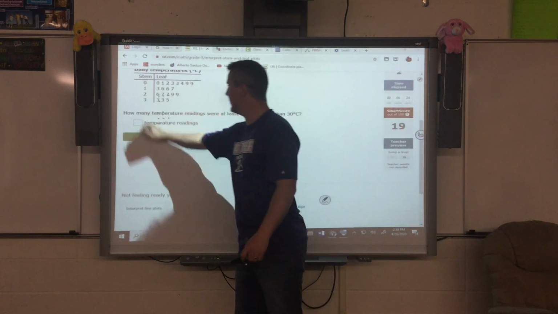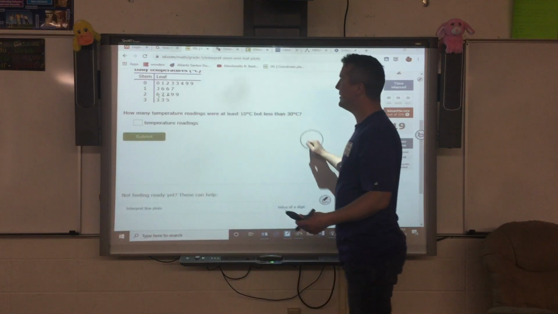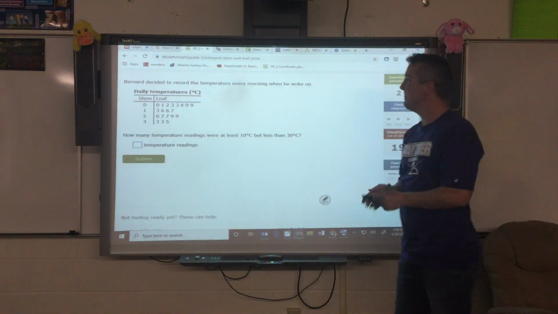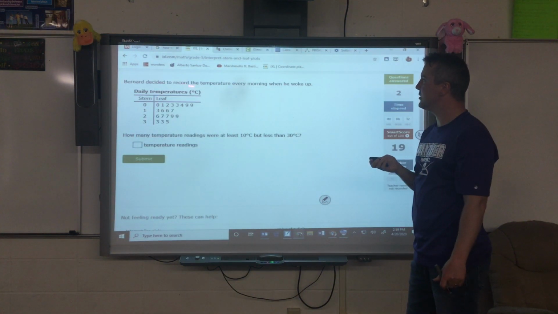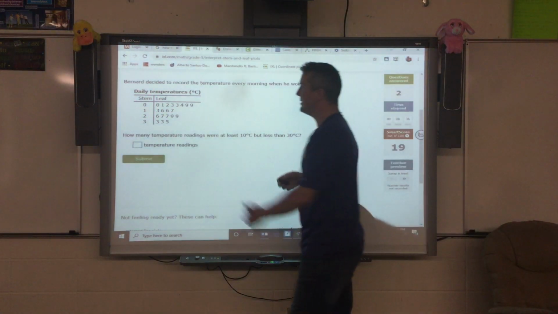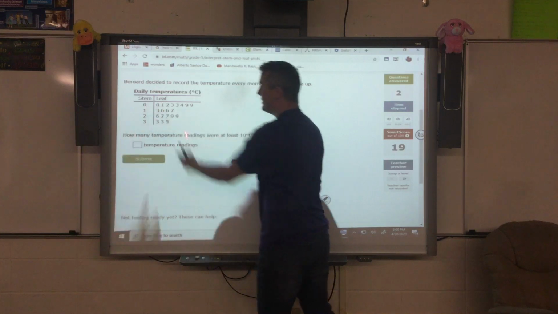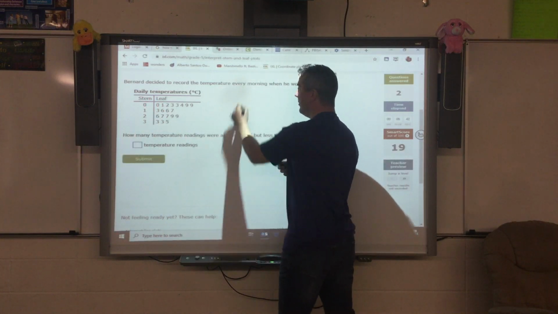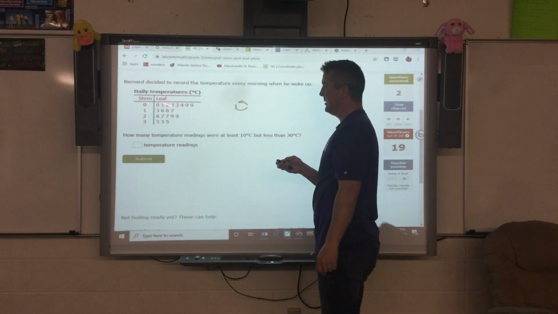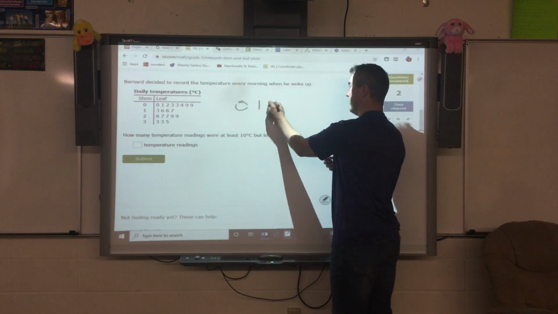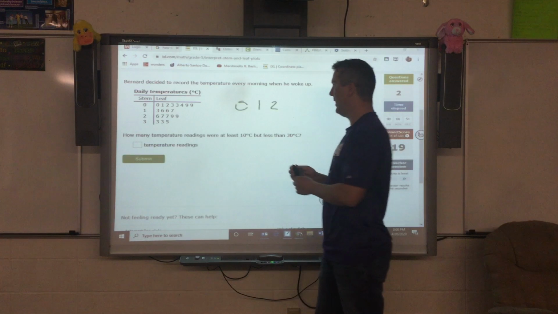So I look at this information up here. And again, stem and leaf, it's just a different way of organizing numbers. Now, these over here, Bernard decided to record the temperature every morning when he woke up. Okay, so if I look at this, there's a lot of times it was cold, in the single digits, because there's a 0 here. 0, 0, temperature is nothing. 0, 1, temperature is 1. 0, 2, the temperature was 2, so on and so forth, okay?